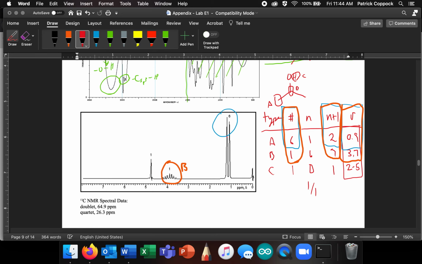Let me go back to blue. This is A, okay? And you know where I'm going with this, right? Look, I have a number 1 next to a singlet in the 2 to 5 range, and there it is. So that is C. And there's my last point. Okay, I'm not going to say anything about the carbon 13 NMR spectral data. I think that's a nice, clean explanation. We'll cut that off there.